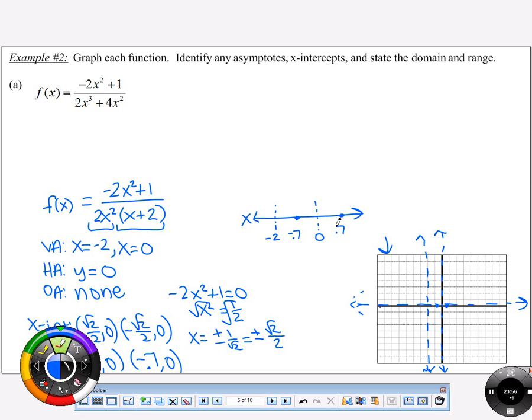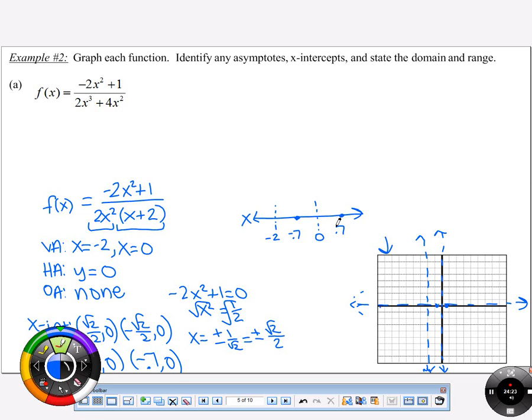Basically, all those things break my x-axis up into sections. What happens when you plug in numbers smaller than -2? What happens when you plug in numbers between -2 and -0.7? Between -0.7 and 0, between 0 and 0.7, and bigger than 0.7. So the more sections you have, the more work that you have to do. We only care if they're positive or negative. We don't care about actually plotting a point.